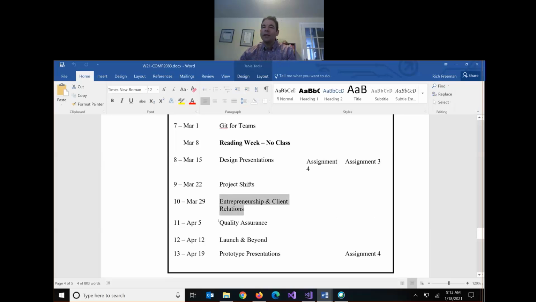We'll look at quality assurance. So what things, I know we know how to build applications, but how do we make sure that they're solid? What things can we do before we put them into production to make sure that we've done a good job?